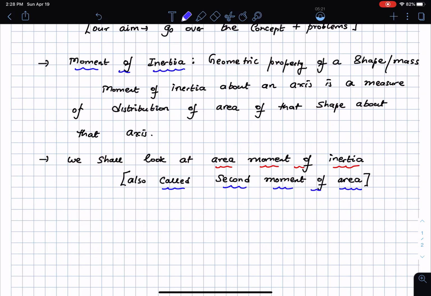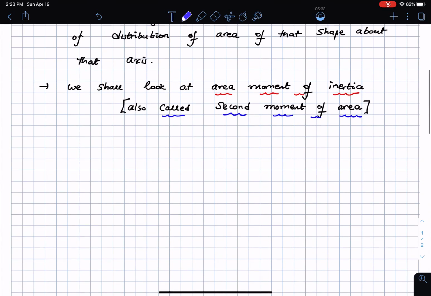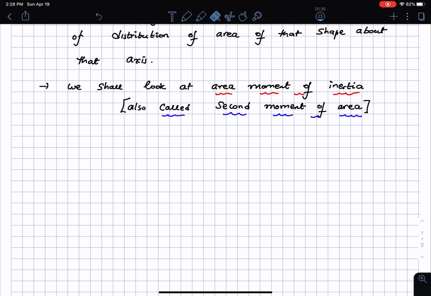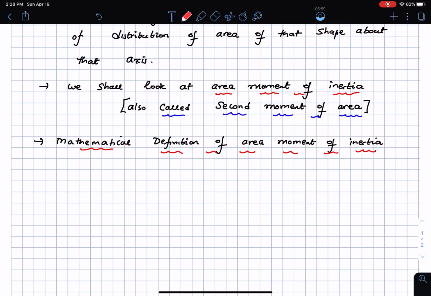This is a geometric property in a sense. Then we're going to look at a mathematical definition of the area moment of inertia. We're going to take this as a matter of fact. We will not be proving it.